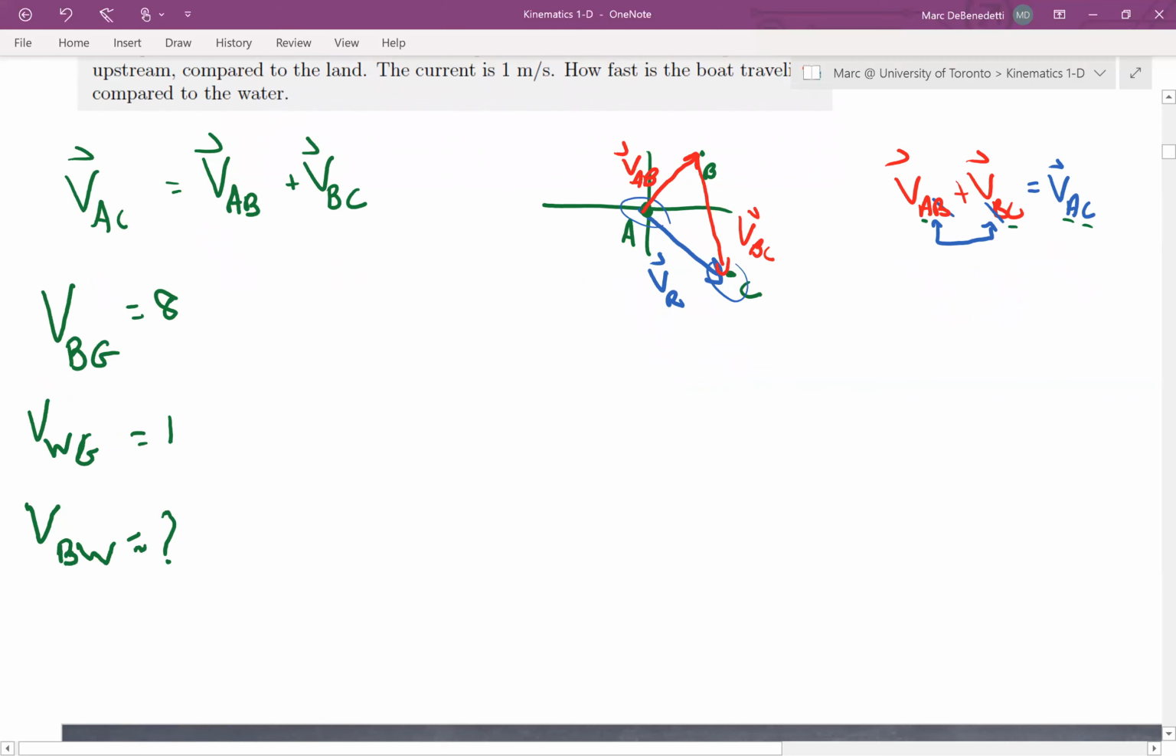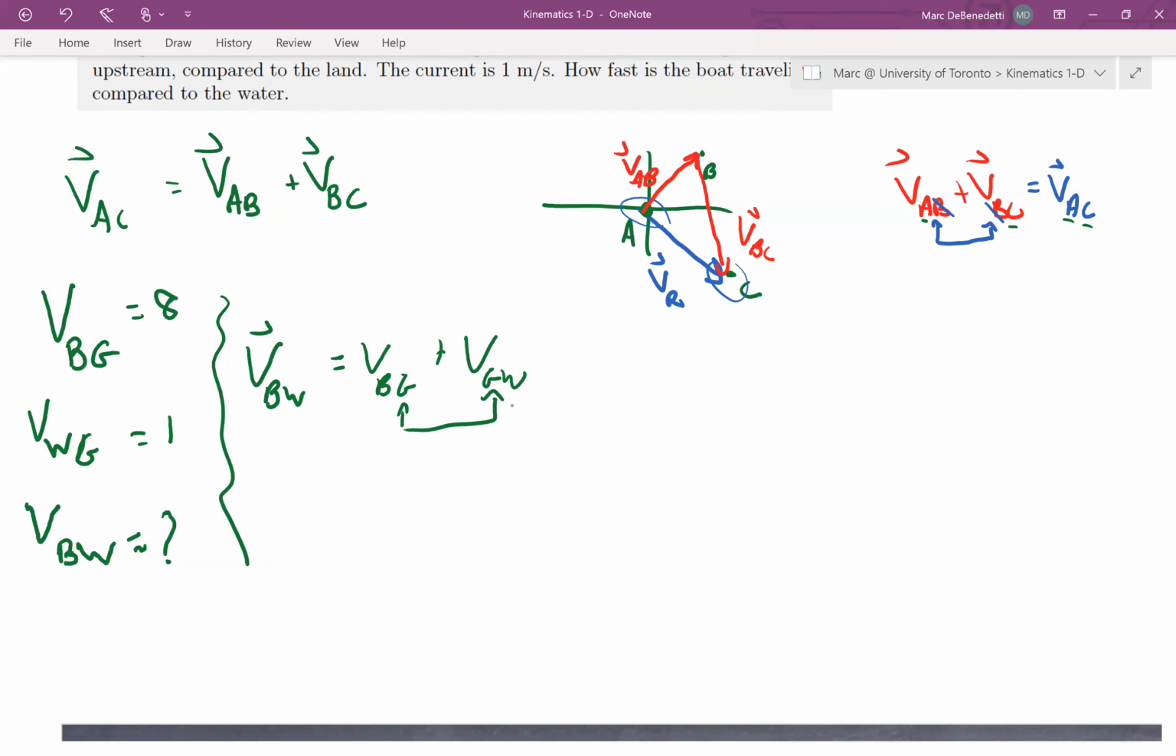So we can follow the same equation as above. We want the speed of the boat compared to the water. So this is going to be the speed of the boat compared to the ground plus the speed of the ground compared to the water. We set this up because the insides match, and we cancel the insides and get VBW, which is what we want.